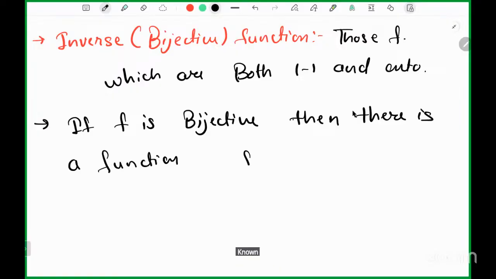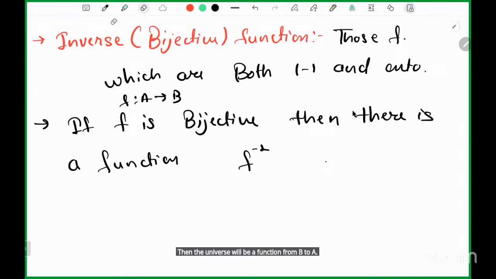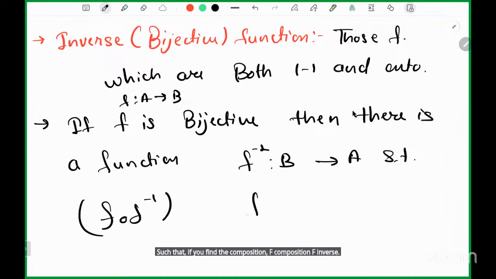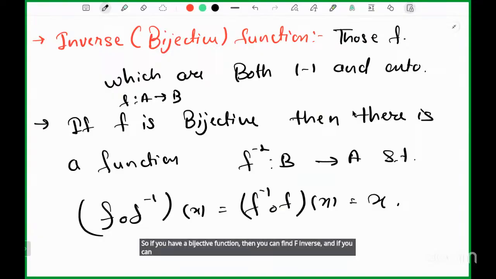known as the inverse of f, f inverse, such that if you find the composition of these two functions, suppose f is a function from A to B, then the inverse will be a function from B to A, such that the compositions f composed with f inverse and f inverse composed with f are both equal to the identity function x. That is, f composition f inverse of x is the same as f inverse composition f of x, which is the same as x. So if you have a bijective function, then you can find the f inverse, and if you can find the f inverse, it automatically becomes bijective. So it's an if and only if situation.